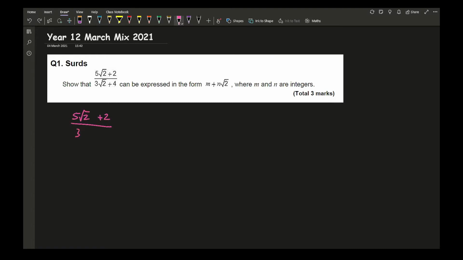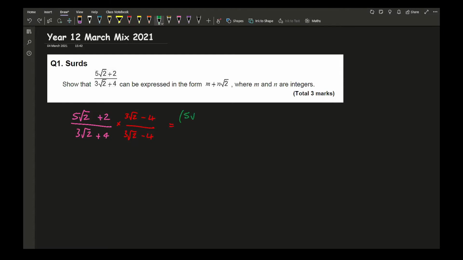Now, although your calculator will allow you to do this, and actually you can use your calculator, it just means that you won't get any marks for it. So we can use our calculator to work out what m and n should be, but we still need to show our working out. So again, we need to multiply both the top and the bottom by the denominator, flipping the sign.